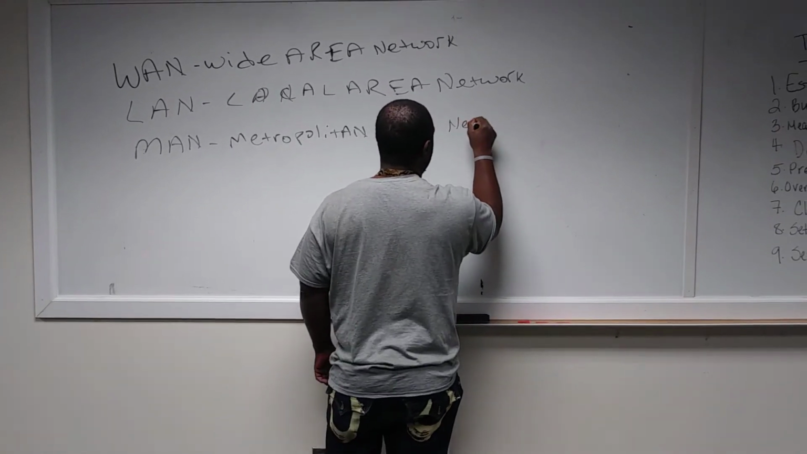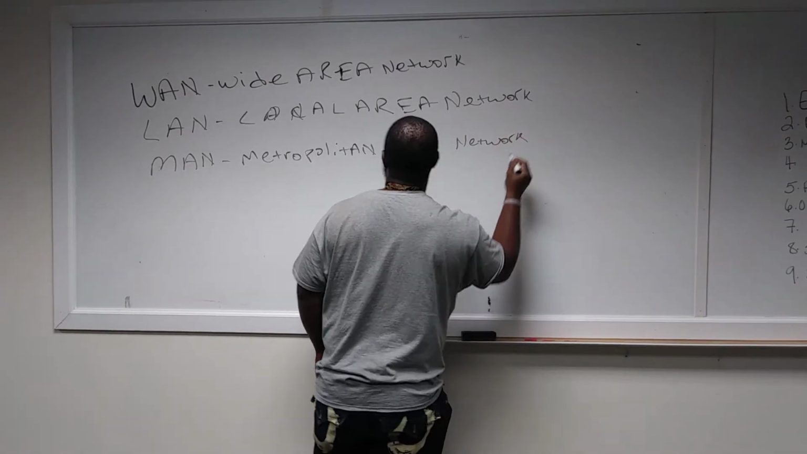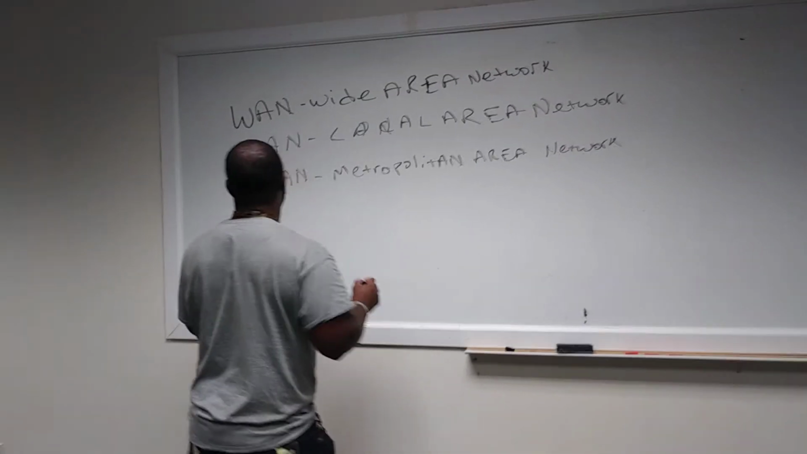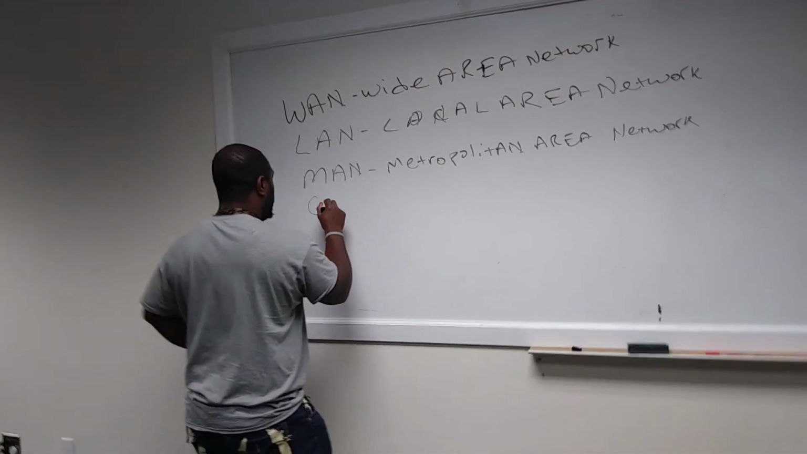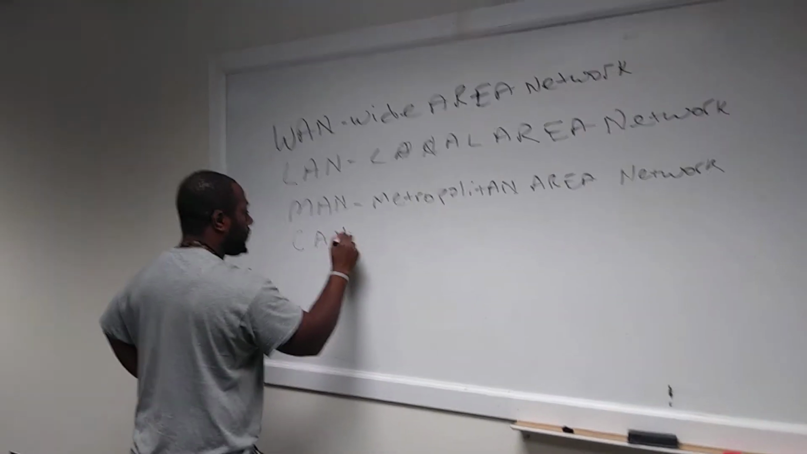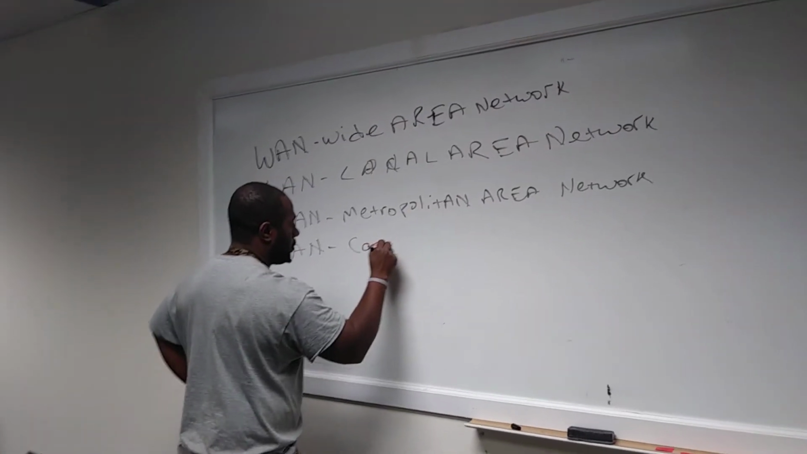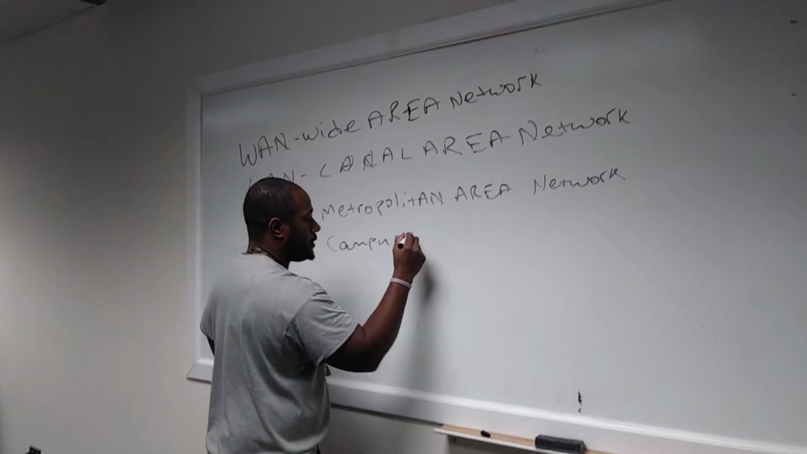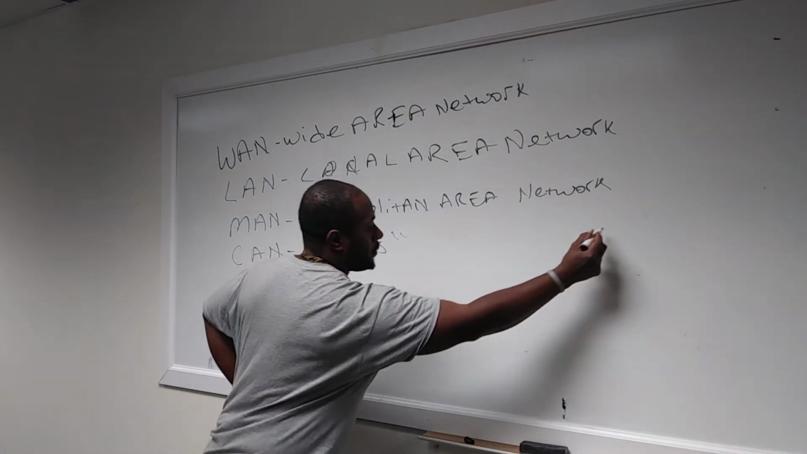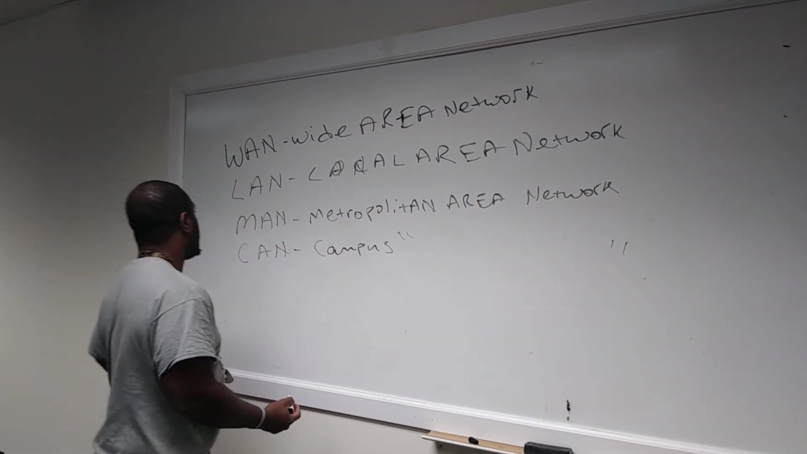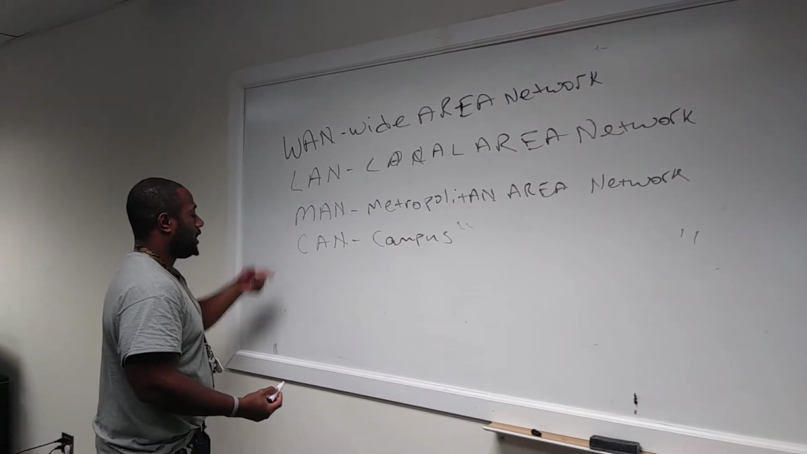And I didn't have to write that again because I'm being redundant, but we also have a CAN, which is a campus area network. So you get the point, all right? So you have a WAN, a LAN, a MAN, and a CAN.